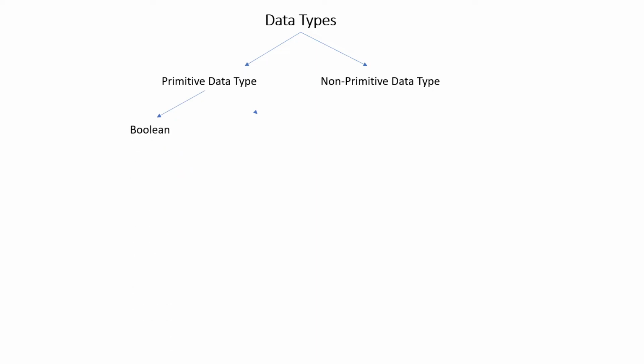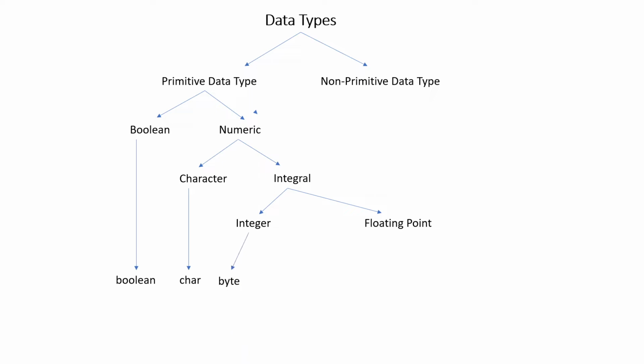Primitive data type is further divided into boolean and numeric. Boolean has the boolean data type, while character is further divided as char data type. Again, integral is divided into integer and floating point. Integer has four data types: first byte, short, integer, and then long. Floating point has two data types, that is float and double. So this is all about primitive data types. If you observe, char, byte, short, integer, long, float and double belong to the numeric family and boolean belongs to the boolean family, but all these are types of primitive data types.